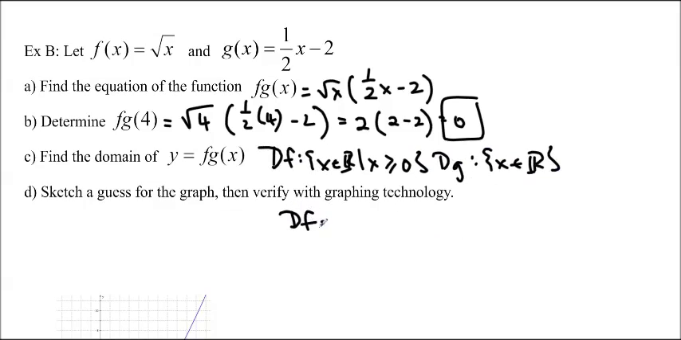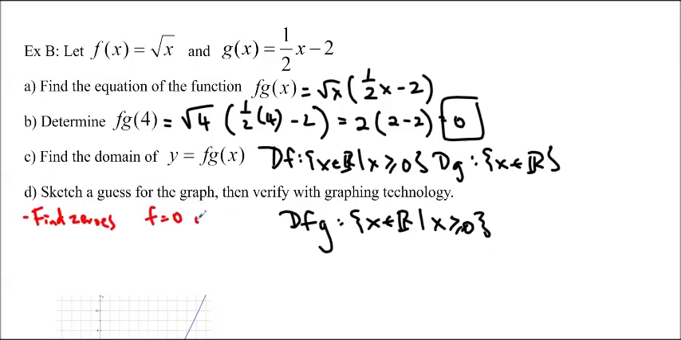So the domain of fg is going to be x in R, such that x is greater than or equal to 0. Okay? And the last question says, sketch a guess for the graph, then verify with graphing technology. There are a few things that we could do with this. We could find the zeros, which is wherever f is equal to 0 or g is equal to 0, or both. We could figure out what the y-intercept is by multiplying the y-intercepts together.